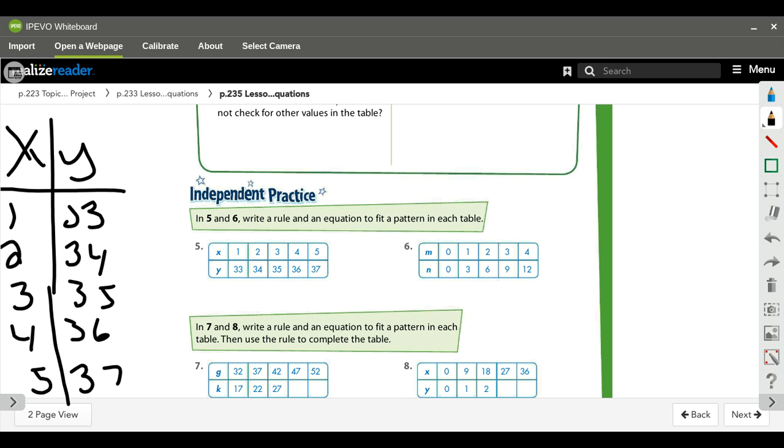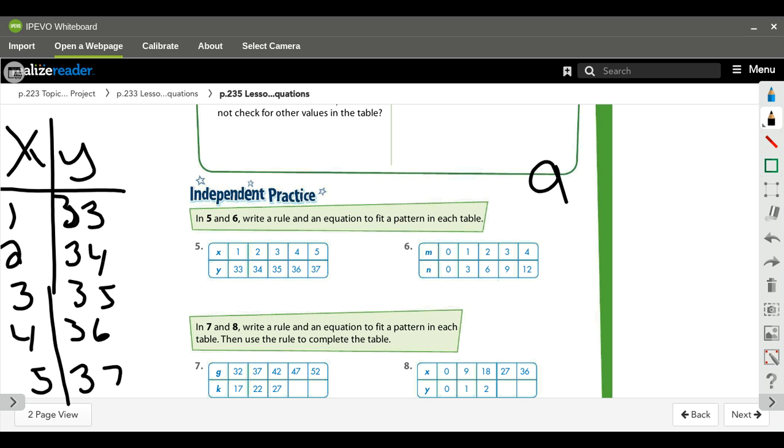So I look at the 1 and I look at what I'm doing. As I'm going through my table, I'm increasing. So increasing typically is going to be addition or multiplication. So when I increase those values, I'm going to either be adding or multiplying. Well, if I multiply 1 times 33 equals 33, but if I did that for 2 times 33, I do not get 34. 3 times 33, I do not get 35. So it's not going to be multiply, so it's going to be add.